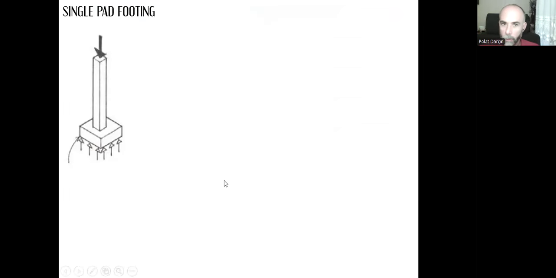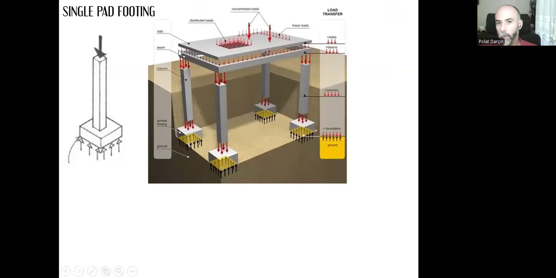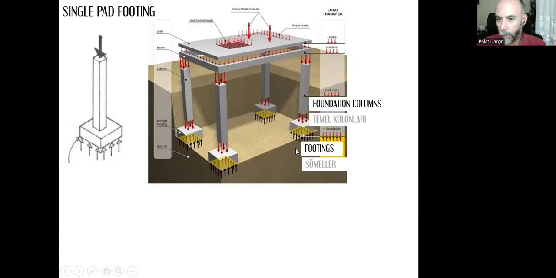When we do the single pad footing, we need to create one foundation column beneath the columns on the ground floor, beneath each column on the ground floor. If there are four columns on the ground floor, then there will be at least four foundation columns beneath them. And the minimum sizes for these foundation columns will be the same as the ground floor column sizes. They cannot be smaller than that.